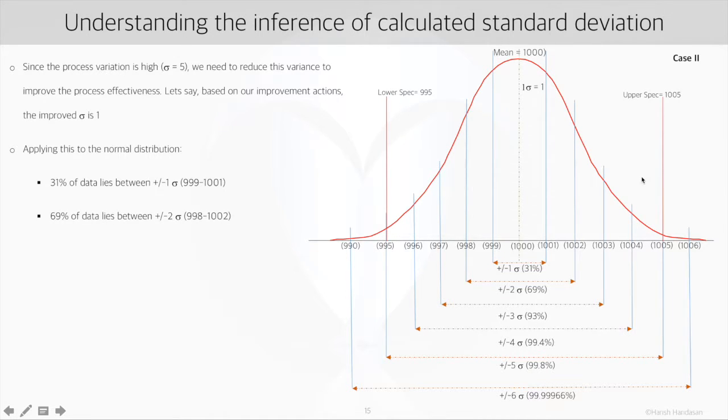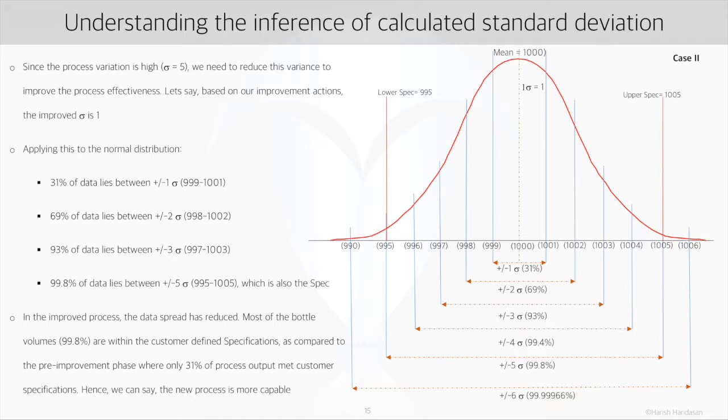Now thinking about the specifications, which was 995 to 1005, in this second case, in the improved scenario, if we try to fit the same specs on to this normal distribution, we see that it is at mean plus minus of 5 standard deviation, where actually 99.8% of the data lies. So in the improved process, almost all the products, that is 99.8% of the products, lie within the customer specifications. Hence, definitely the process has become much more capable and the customer will be happy.